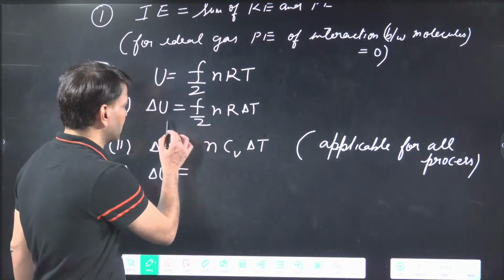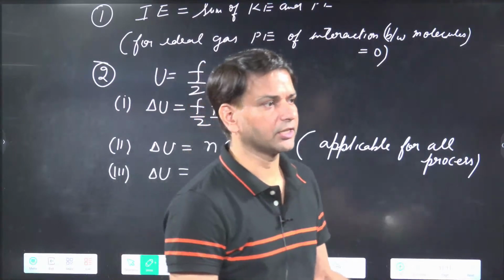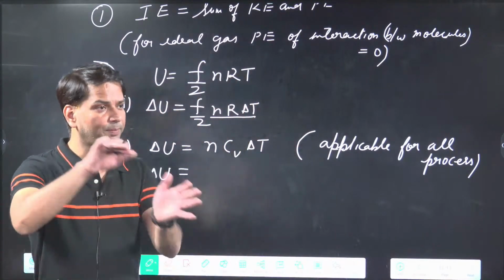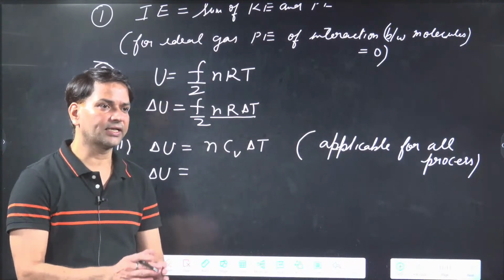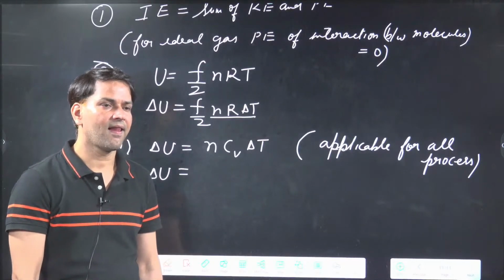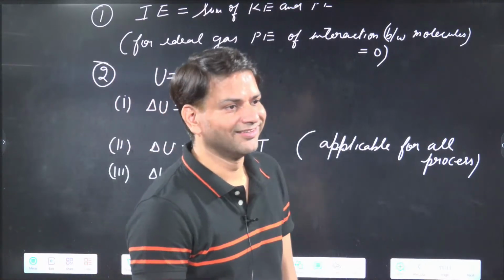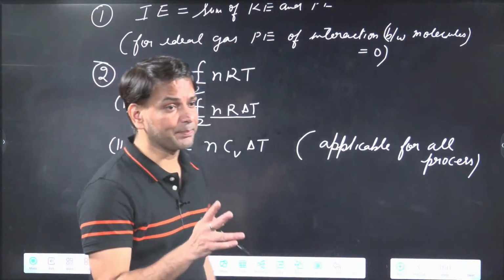If you see this, delta U is equal to F by 2 NR delta T. What is the NR delta T? How can I write it in terms of pressure and volume? This I have already discussed. NR delta T is not P delta V.